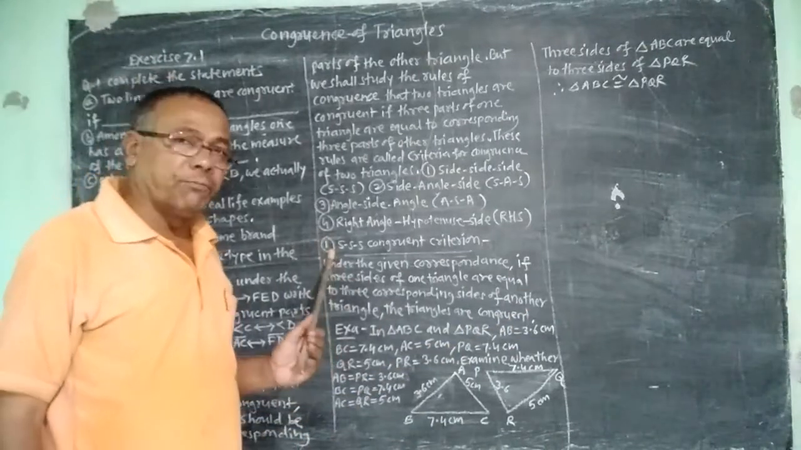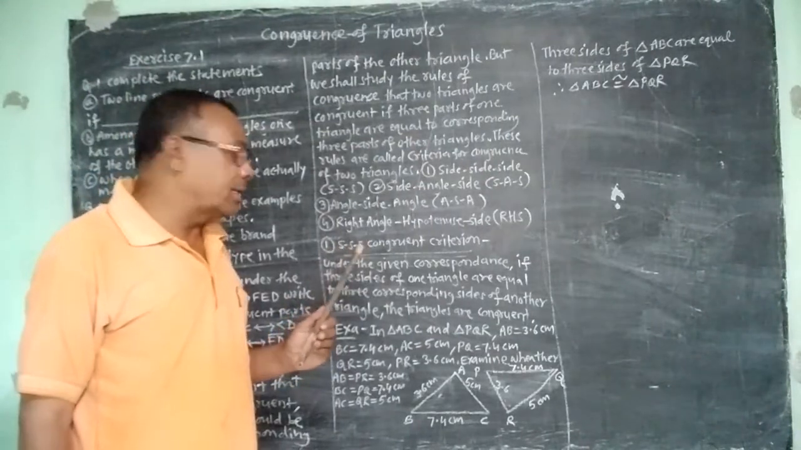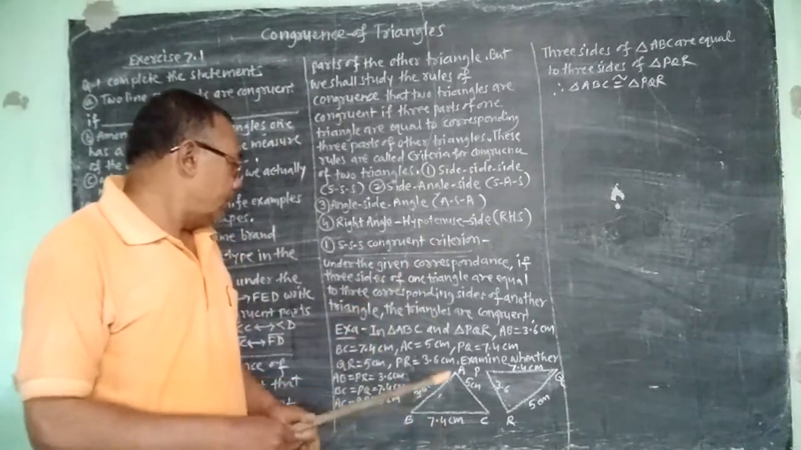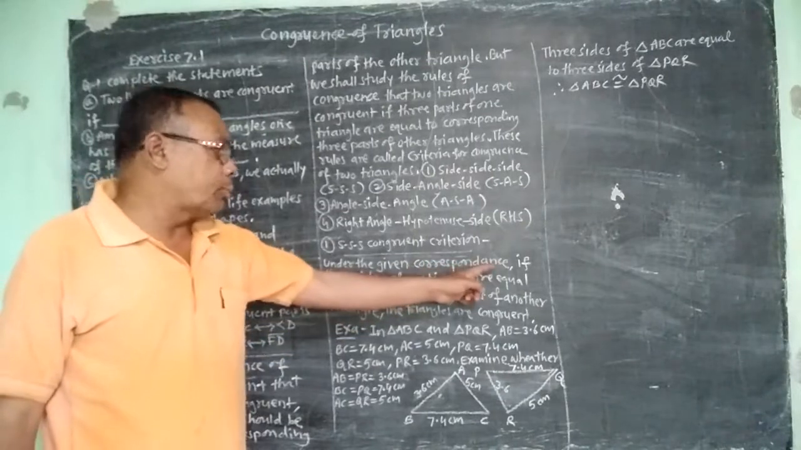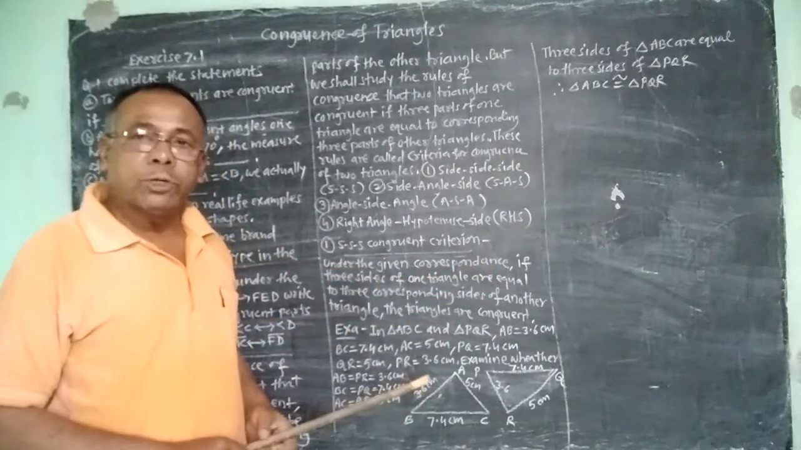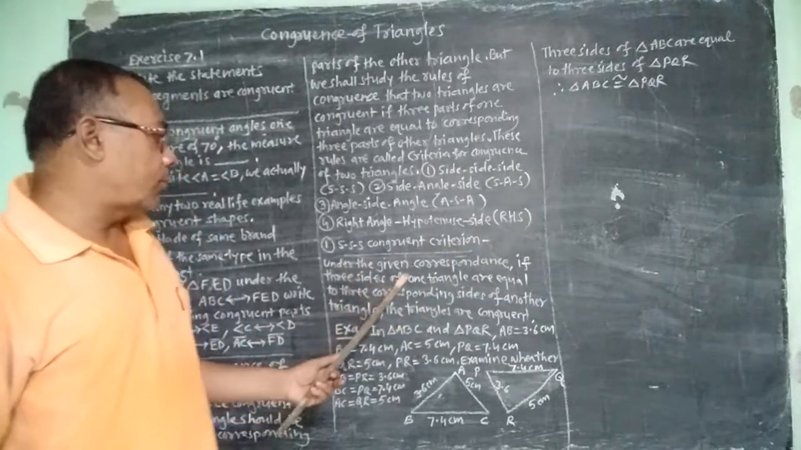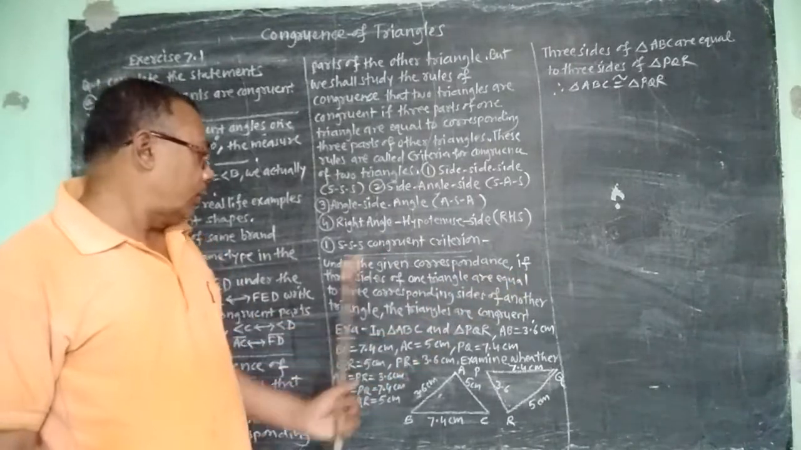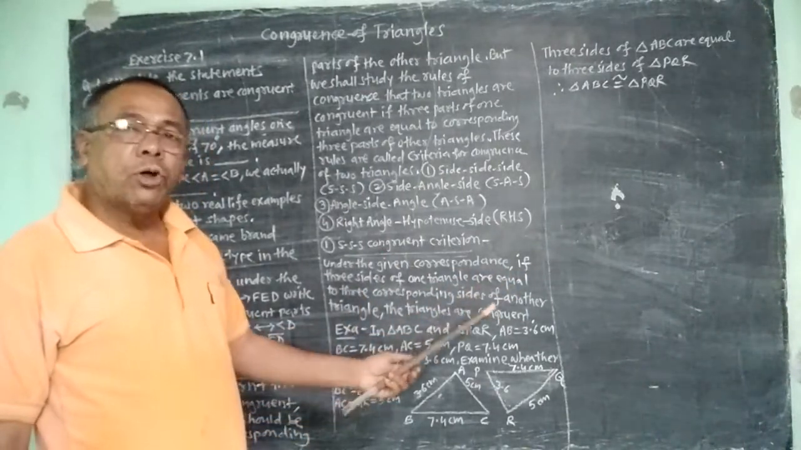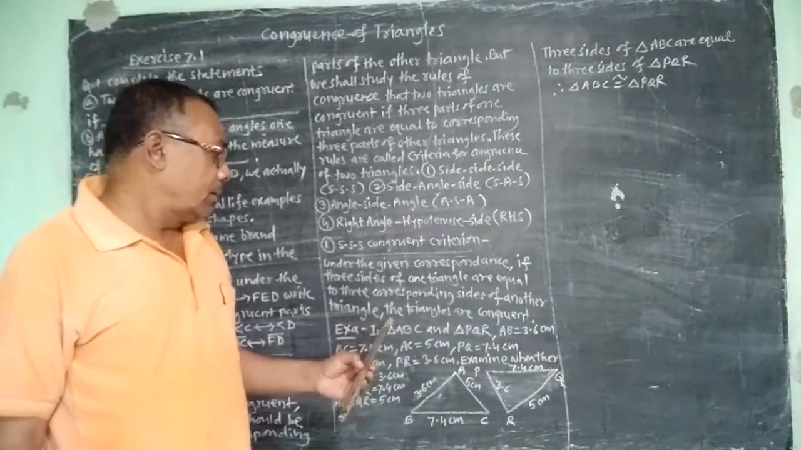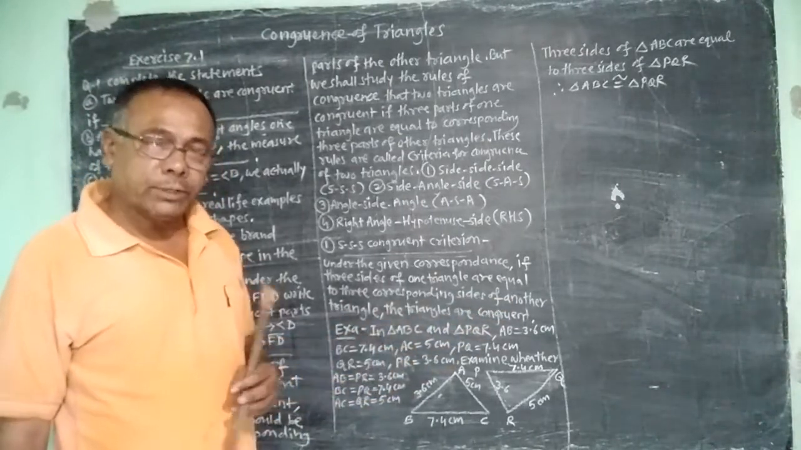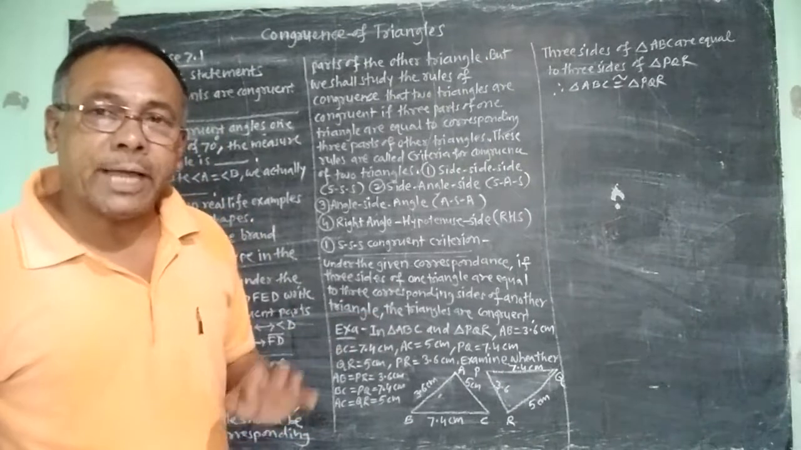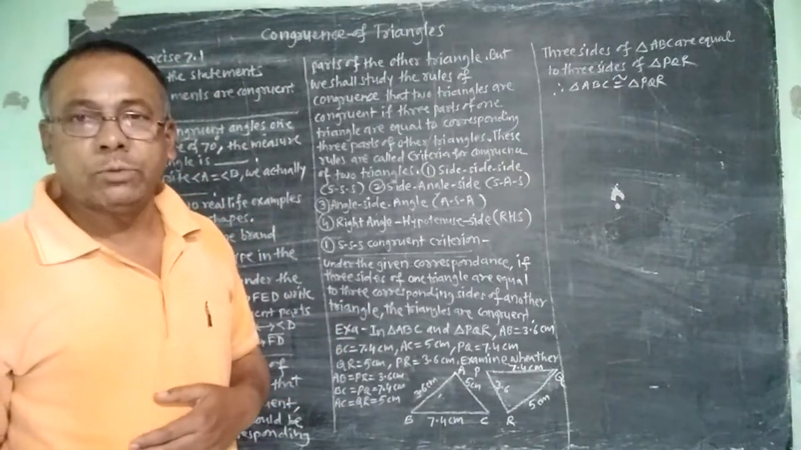Here we will see the first criteria, that is SSS or side-side-side congruent criteria. Under the given correspondence, if 3 sides of one triangle are equal to 3 corresponding sides of the other triangle, then both the triangles are congruent. And this is known as the SSS criteria of the congruent triangles.